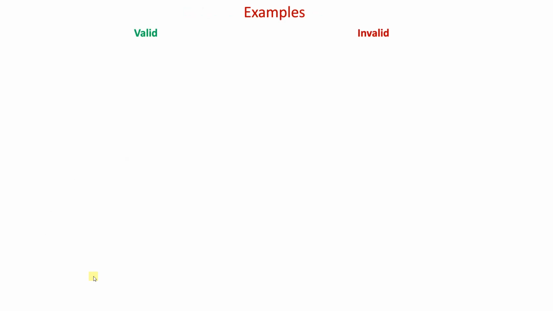Now let's see some examples of valid and invalid identifiers. Now see the first example. Here this identifier is correct. This variable name is correct because it does not start with a number and it doesn't have any special characters except this underscore, and it is not a keyword. Here see this example. Here this variable contains a space. That is, it is not a valid identifier.